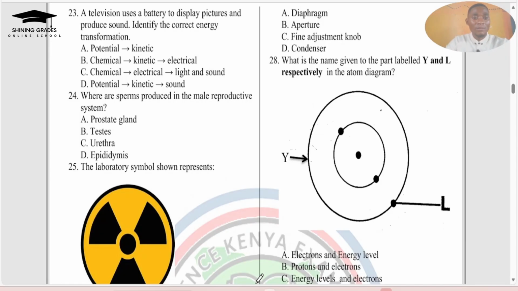So the battery, remember that a television uses a battery. So in this case, battery chemical. This chemical energy proceeds to electrical energy, to light, and then to sound energy. So that is that energy transformation from chemical, from the cells of the battery, to electrical, to light, and then it produces sound. So the correct energy transformation is C.